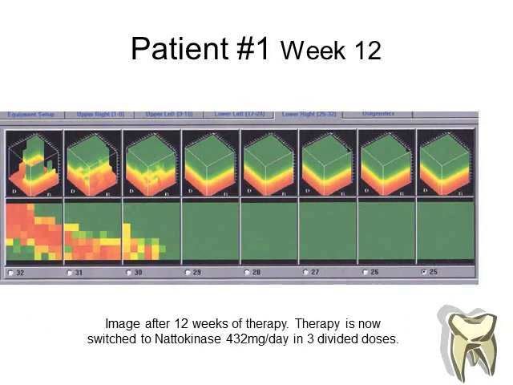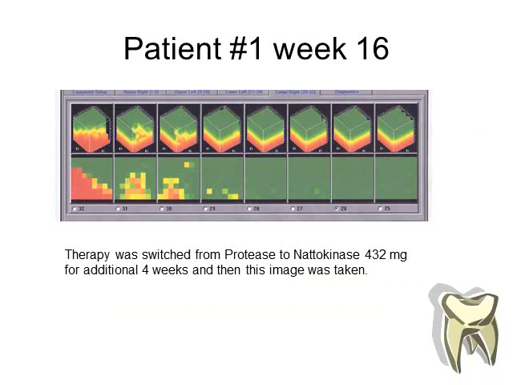Then we look at this patient at week 12. The image is after 12 weeks of therapy. The therapy is now switched to nattokinase, 432 milligrams a day in 3 divided doses. This is patient number 1 after week 16. The therapy was switched from protokinase for an additional 4 weeks, and then this image was taken.